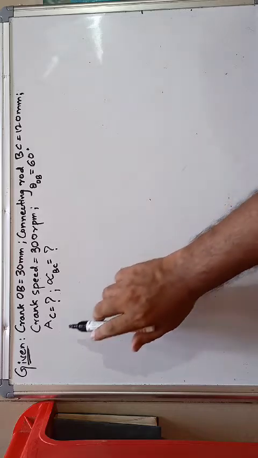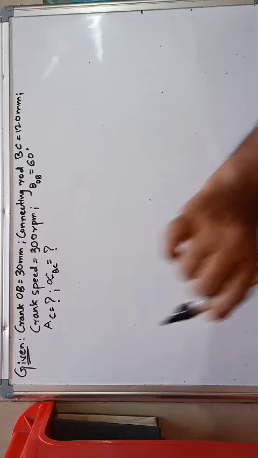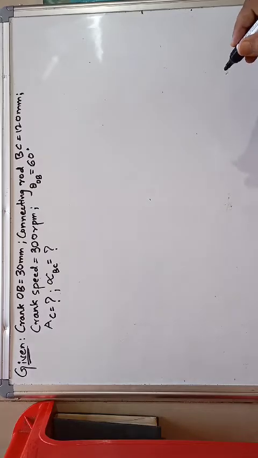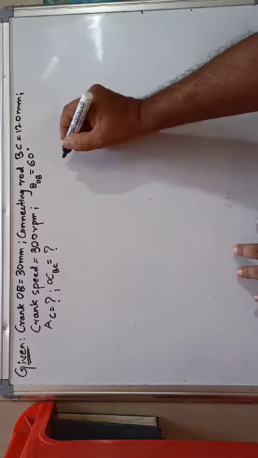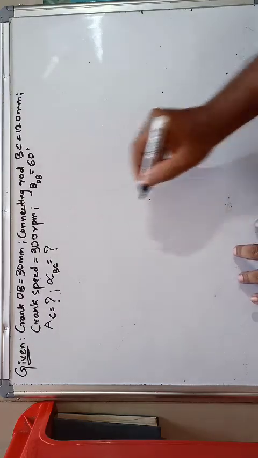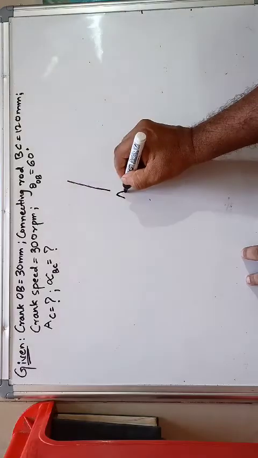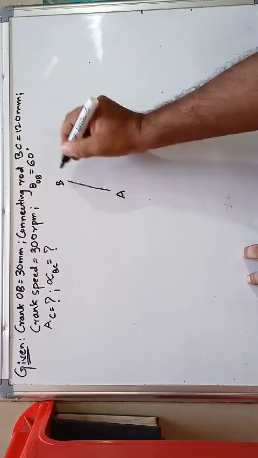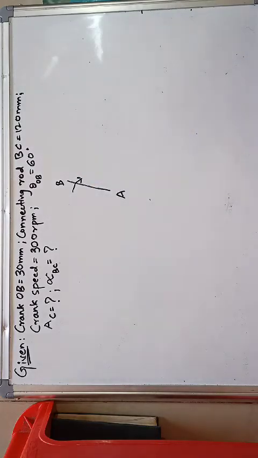I am going to find the acceleration of the piston and the angular acceleration of the connecting rod BC. Once again, I will try to repeat the thing. Whenever we talk about acceleration, let me take a link here, AB is the link here. It is rotating in the clockwise direction with a certain uniform speed.